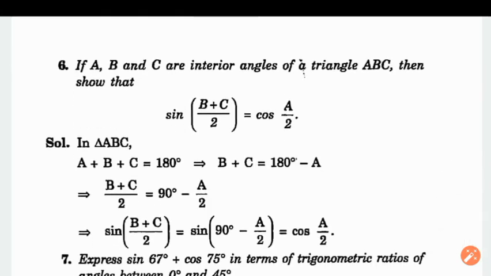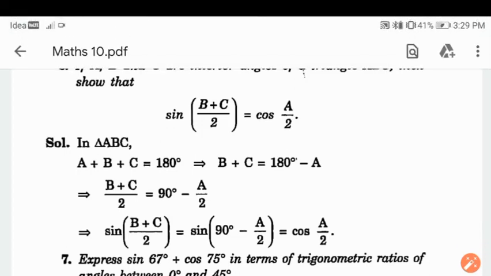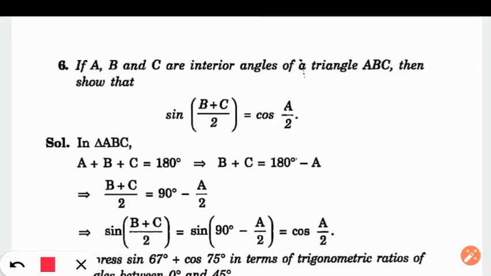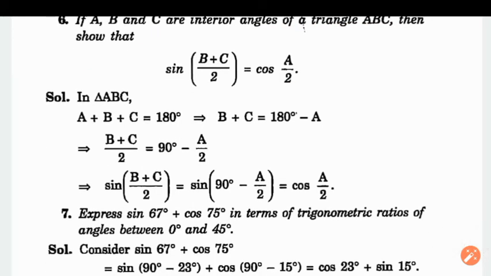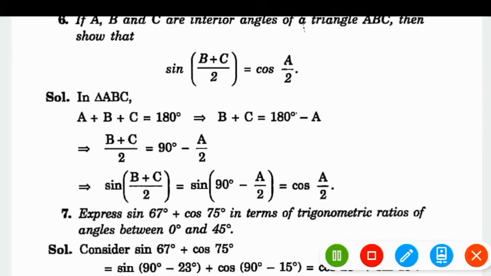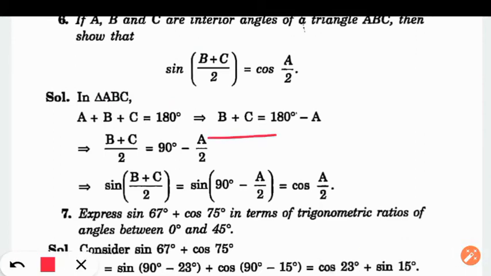Question number 6. In question number 6, what we have? A, B and C are the interior angles of a triangle ABC, then show that. Since A, B, C are the angles of a triangle, adding all of them we will get 180 degrees. So A plus B plus C is equal to 180 degrees, right? In LHS I have kept B plus C and I brought angle A to RHS. It becomes minus A.